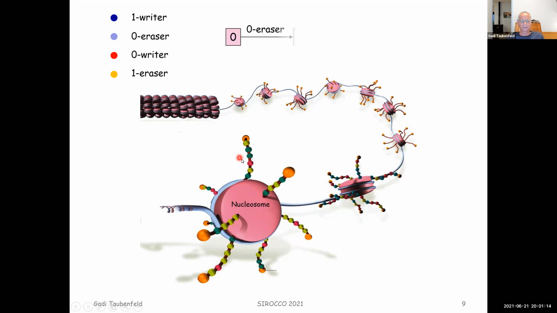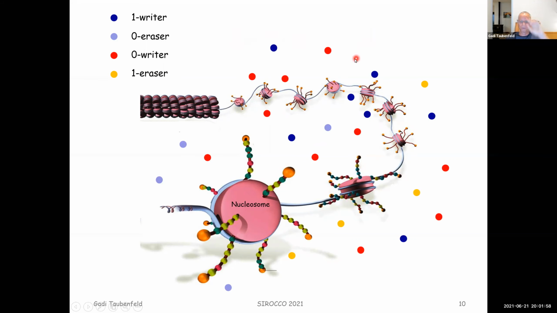Okay, so let's assume that the state of this nucleosome or memory location is currently zero. There is a zero mark. If a one writer comes, it cannot simply write one on top of the zero. The way it has to go, and this comes from biology, we are not inventing anything here, we're just modeling the biology assumptions, is that the zero eraser has to come first. It has to remove the zero mark. Now the cell is empty. Only now can the one writer come and write one, leave its own mark. Okay, so this is how it works in biology.